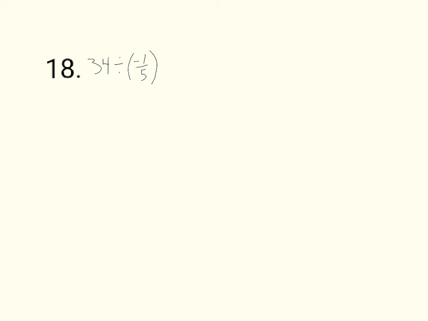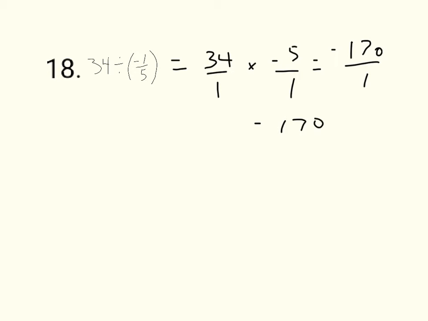So we'll rewrite this using the keep, change as 34 over 1 times the opposite of 5 over 1. So it's going to be a negative answer. 5 times 34 is 170. It would be negative 170 over 1, same as negative 170.